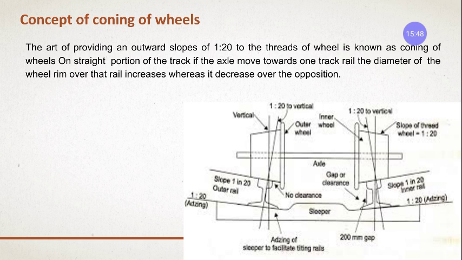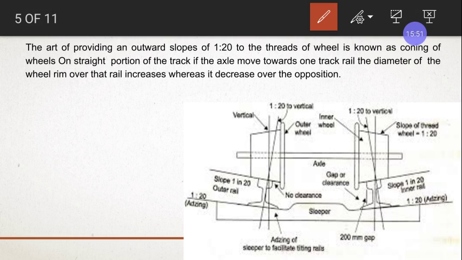Means what? When you are moving straight on this road, due to some lateral movements, your train tries to move here or here in the lateral directions. When that happens, there is wear and tear of the rail and the flange. To avoid that, to maintain the balance of the wheels on the rail, we provide some slope so that it maintains its balance and doesn't move outside and inside, right? So that we reduce the wear and tear of the wheel flange and the rail, right?